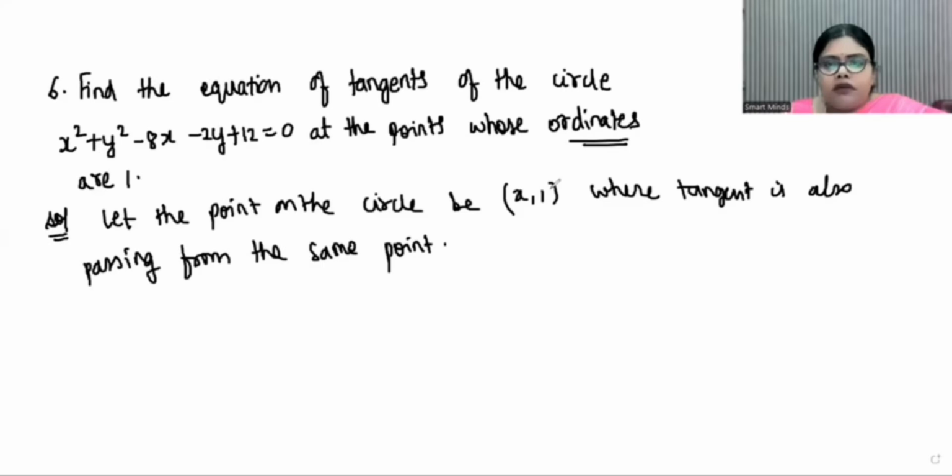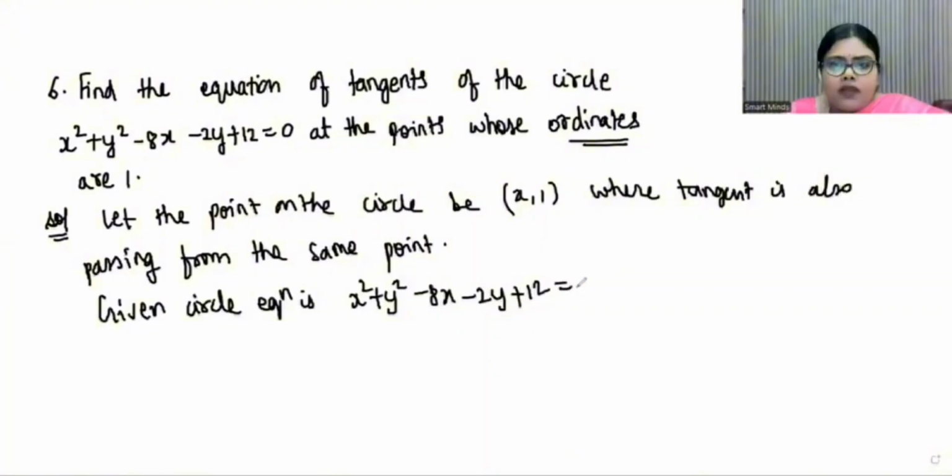So if you substitute this point in the circle equation, what will you get? Now what is the given circle? The given circle equation is x square plus y square minus 8x minus 2y plus 12 is 0. So if I substitute y is equal to 1, what will I get? x square plus 1 minus 8x minus 2 plus 12 is 0.